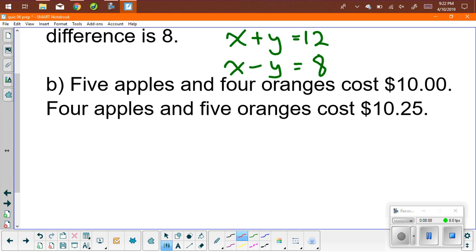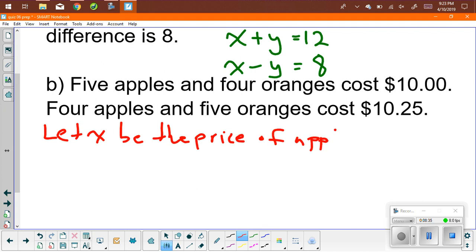Apples and oranges. Okay, again, I know I said in the note the other day you could use different letters. I wouldn't recommend using an O for orange, simply because it looks like a 0 and you could mess yourself up. So I'm going to stick with x be the price of apples, y be the price of oranges.